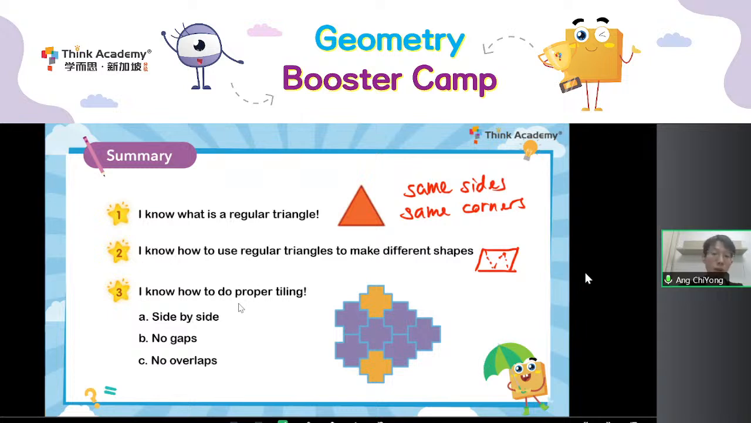And also, we know how to do proper tiling. Tiling must be side by side, no gaps, and no overlaps. Now, in your homework today, make sure you can draw tiling patterns by yourself. Okay, you can give it a try. I think it will be really, really fun. You can even come up with different shapes. You can start with a triangle if you want. Okay, and you can keep drawing, keep drawing. Remember, tiling is fun because it never ends.